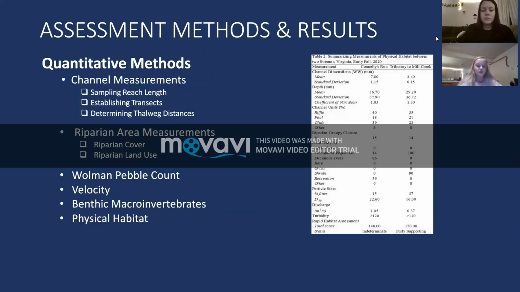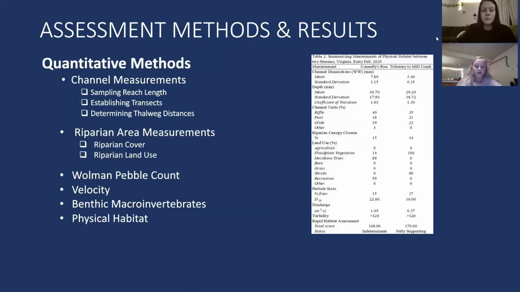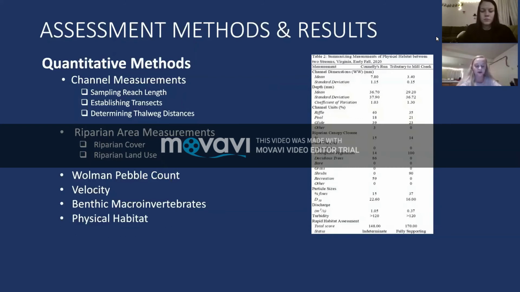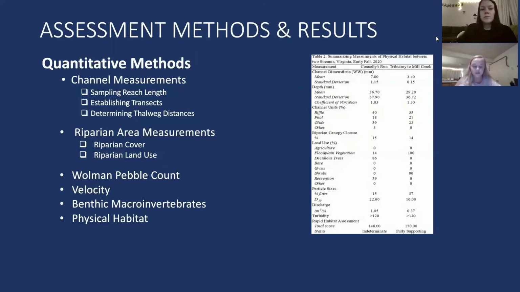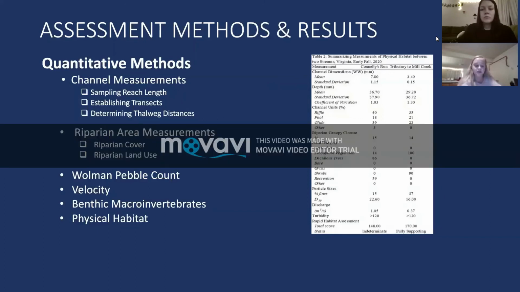And then looking at physical habitat, this was measured in longitudinal, vertical, and lateral dimensions of our stream reaches. The water depth was measured, and the channel units were classified at equidistant spots along the thalweg profile from the beginning to the end of the stream reach. Connelly's Run depth and channel unit classifications were recorded every 2.77 meters. The Mill Creek tributary depth and channel unit classifications were recorded every 1 meter because the mean wetted width was less than 2.5 meters.